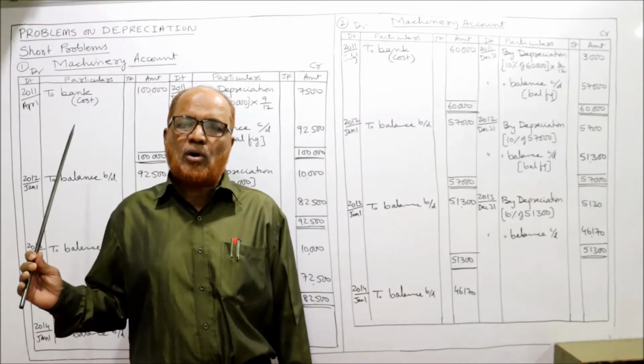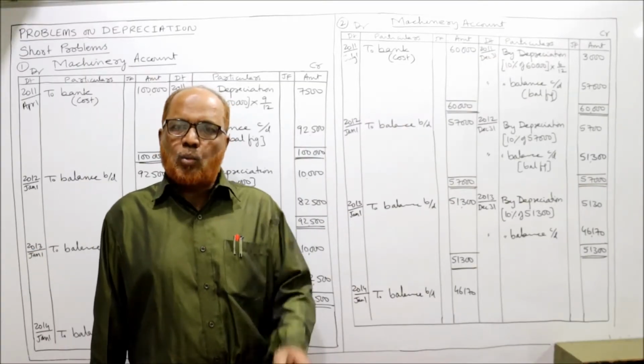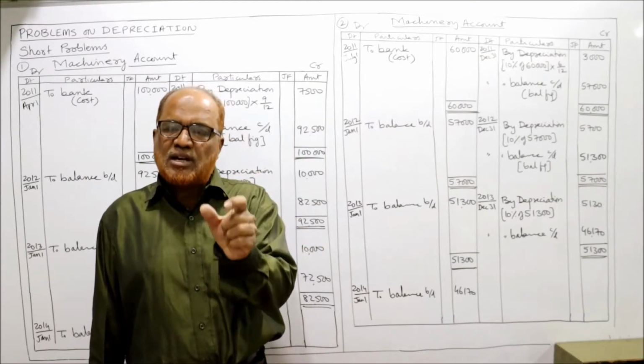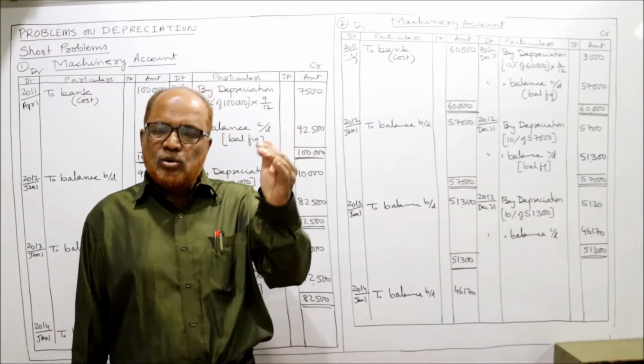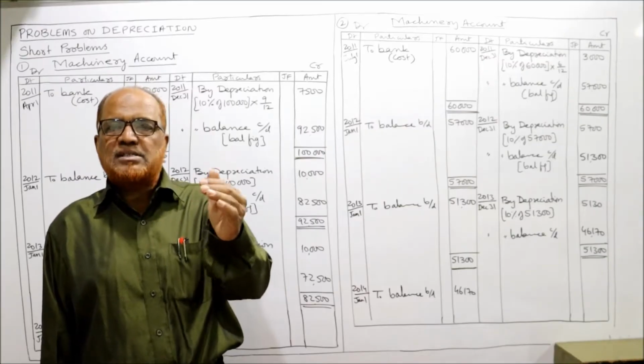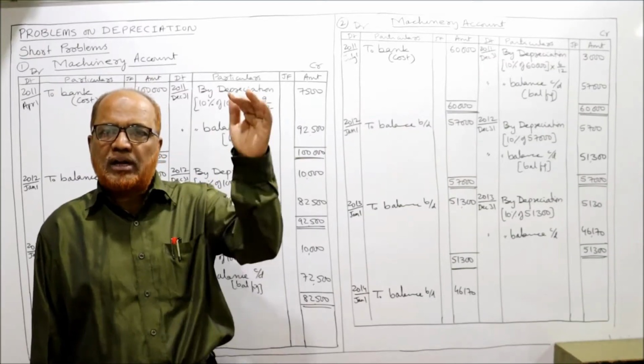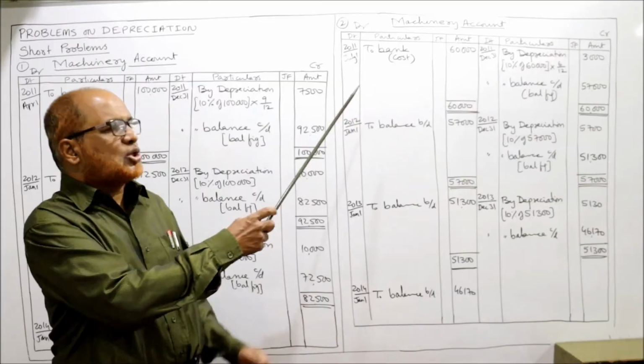The first problem we have done on the straight line method. What is the main difference? In the straight line method, the annual depreciation will remain constant. In the reducing installment method, the annual depreciation will decrease or diminish. Now see the solution here.